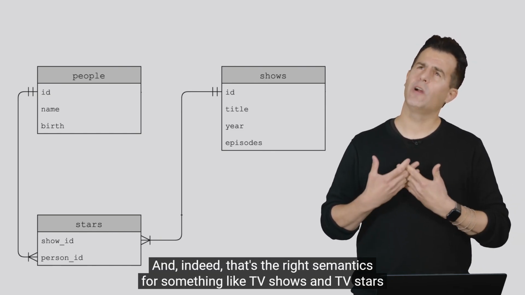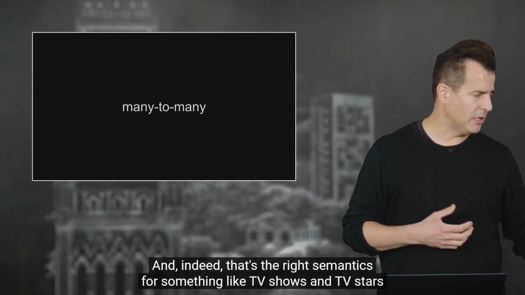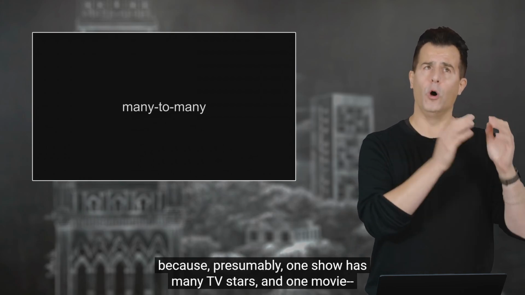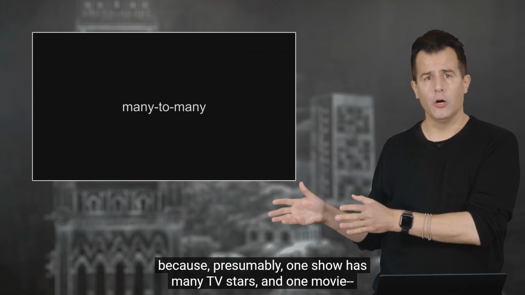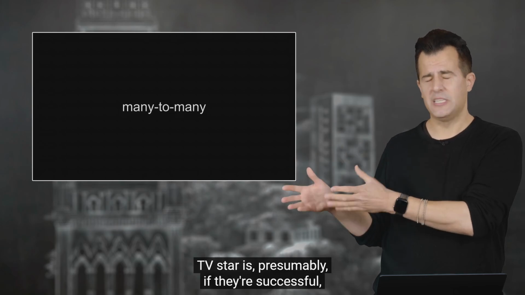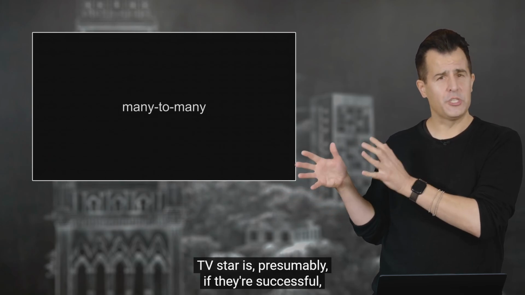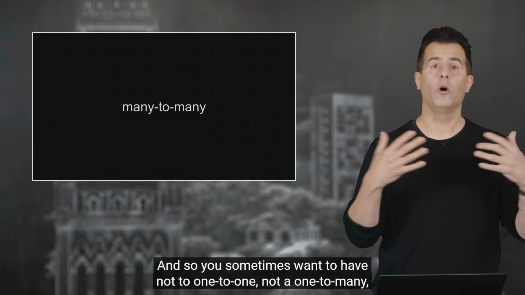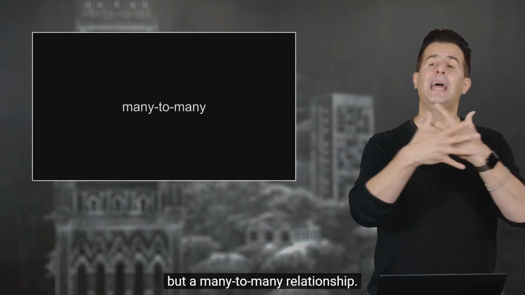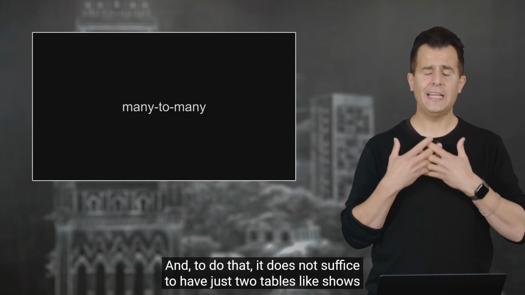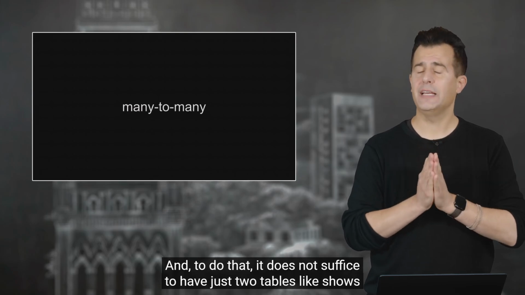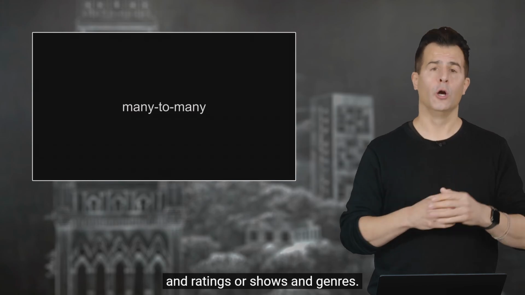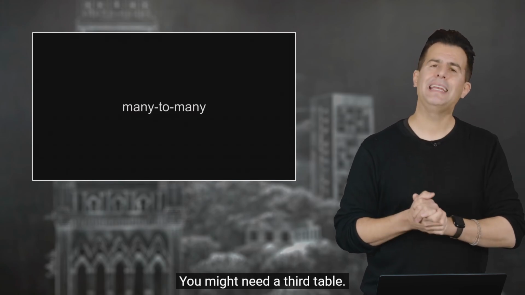And indeed, that's the right semantics for something like TV shows and TV stars, because presumably one show has many TV stars, and one TV star is presumably, if they're successful, going to be in many TV shows. And so you sometimes want to have not a one-to-one, not a one-to-many, but a many-to-many relationship. And to do that, it does not suffice to have just two tables, like shows and ratings, or shows and genres. You might need a third table.